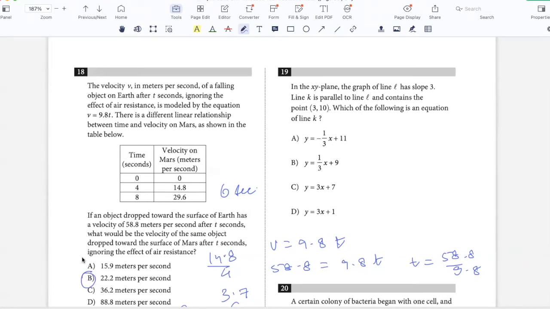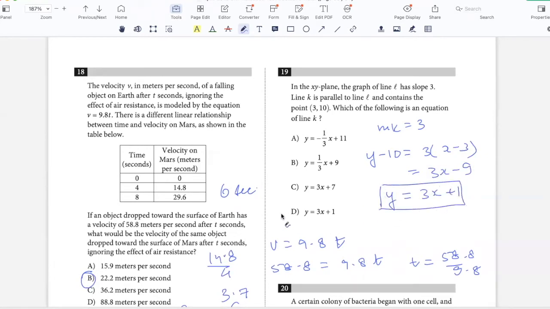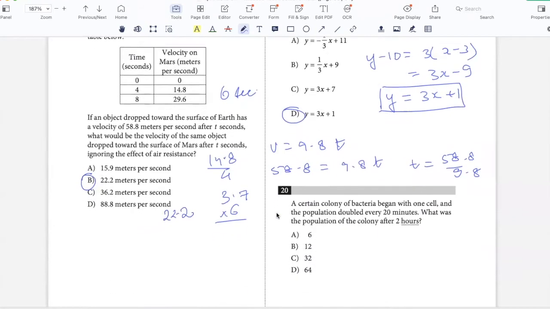Okay. In the XY plane, the graph of line L has slope 3. Line K is parallel to line L and contains this point. Which of the following is an equation of K? Okay, so the slope of K will also be 3 because those lines are parallel. So y minus 10 is 3 times x minus 3. So that's 3x minus 9. So y is 3x plus 1. So this is the equation of line K.